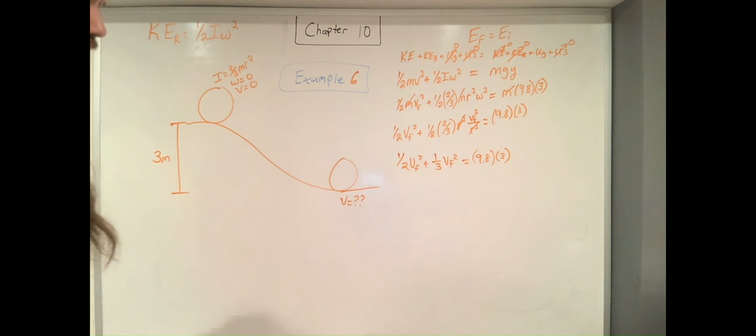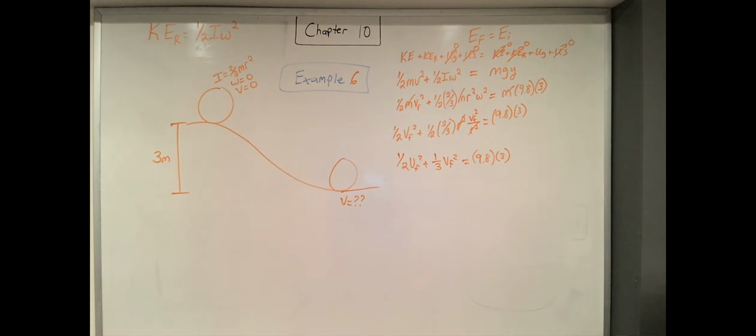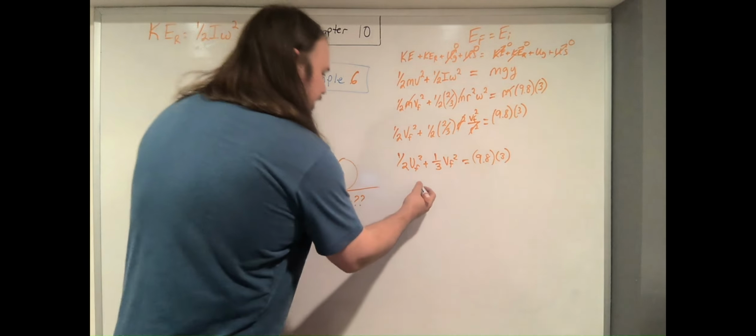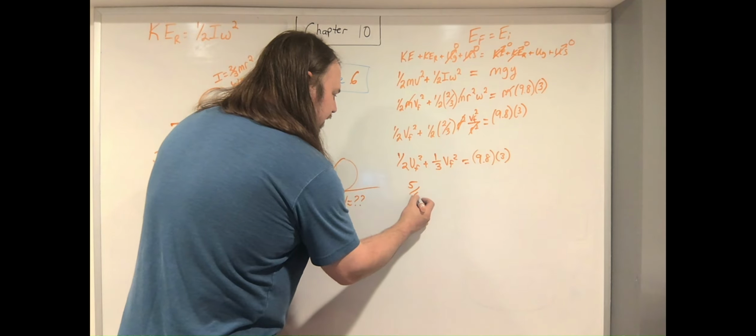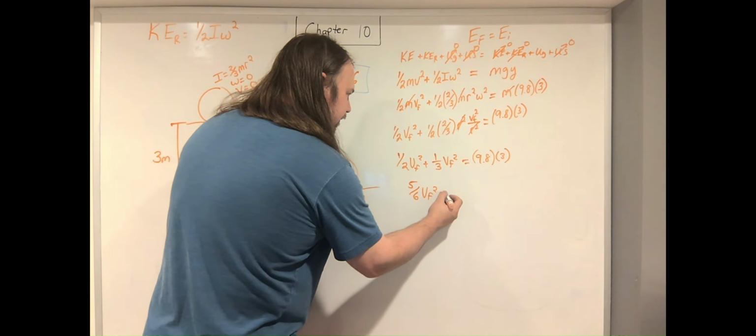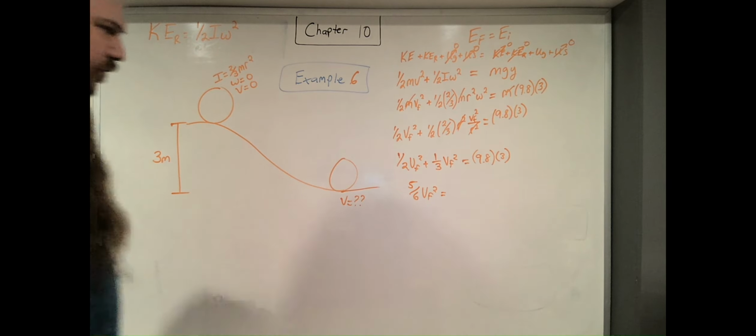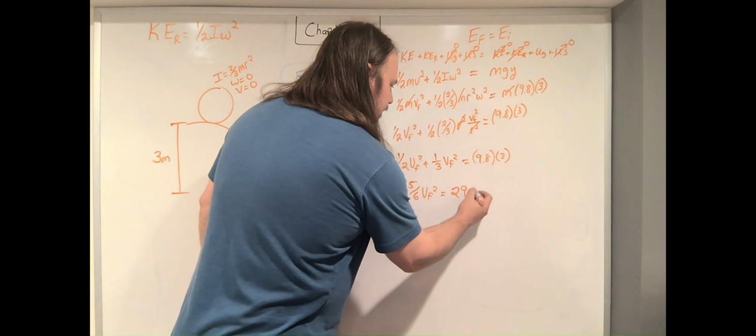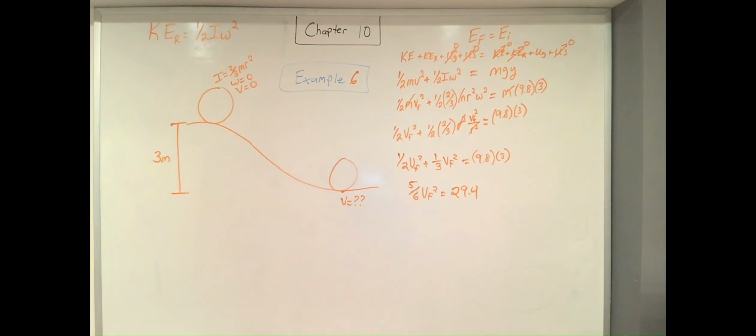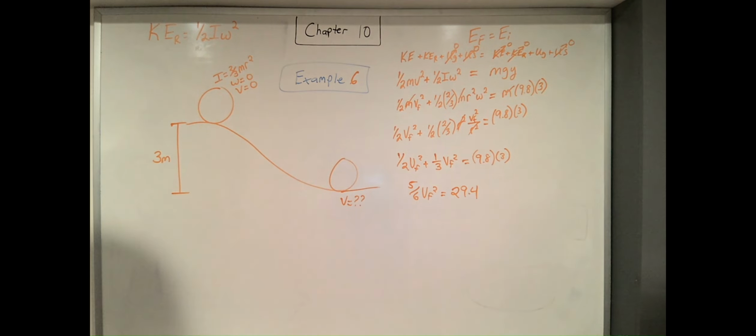All right, so I've got 1/2 plus 1/3. What does that give me? If I take 1/2 and I add 1/3 to it, I have to find a like denominator, which is going to be 6. So I'll have 3/6 plus 2/6. I will have 5/6 vf squared. And now 9.8 times 3 gives me 29.4. Now I just need to multiply by 6, divide by 5.